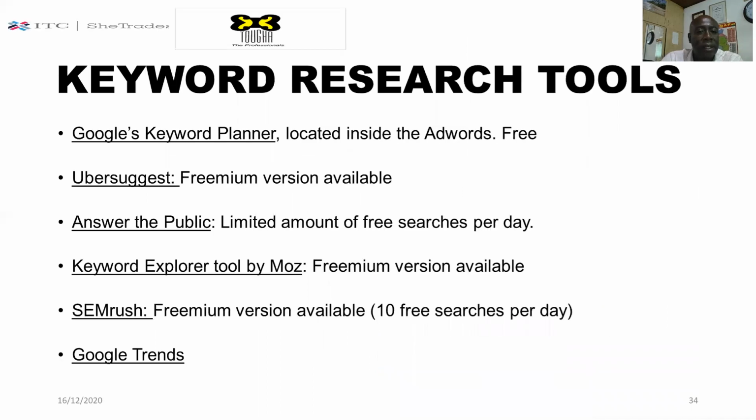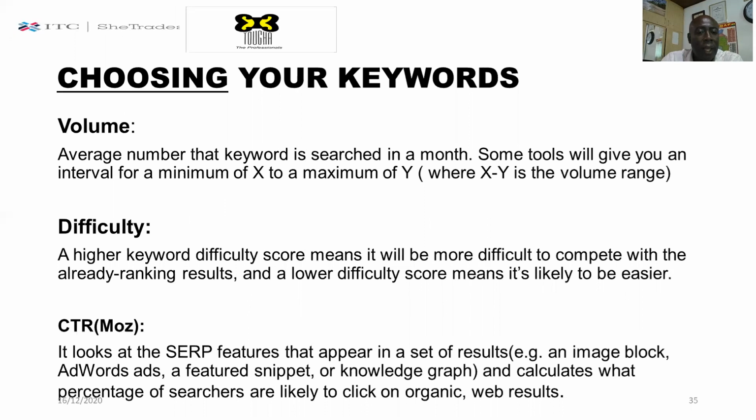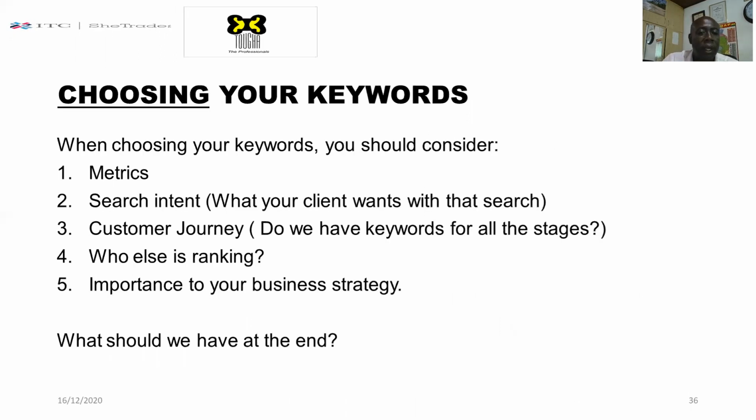We also looked at the keyword research tools, as you can see on your screen, and how you can use them to do your various analytics and keyword research. And we also touched on the various metrics that we use in deciding which keyword ranks better or will work better for our content development on our various web pages. So we looked at the volume, the difficulty, and the click-through rate. And you can see the various parameters that one will typically consider when choosing keywords: the metrics, the search intent, the customer journey, who else is ranking, and the importance to your business strategy.